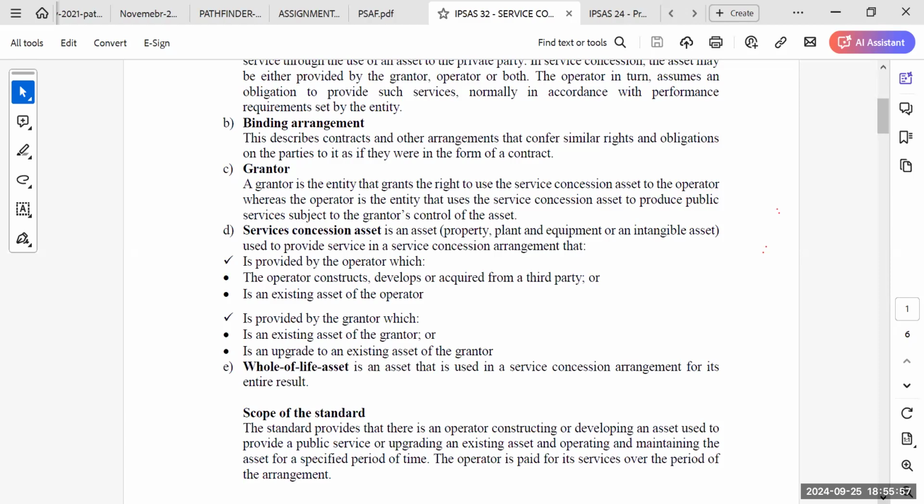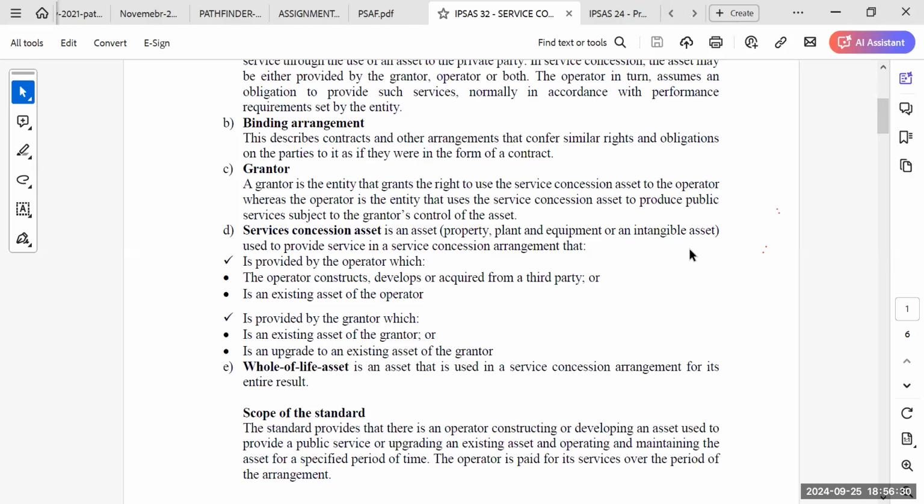So there will not be any residual value for the asset, or there will not be any other years on that particular asset. So if the asset has a 50 years useful life, we are going to use the asset for 50 years. We are going to provide a service for 50 years, and the asset will be used for 50 years. And after the arrangement, that is the end for the asset. That's what we call the whole life assets, an asset used in a service concession arrangement for its entire life.